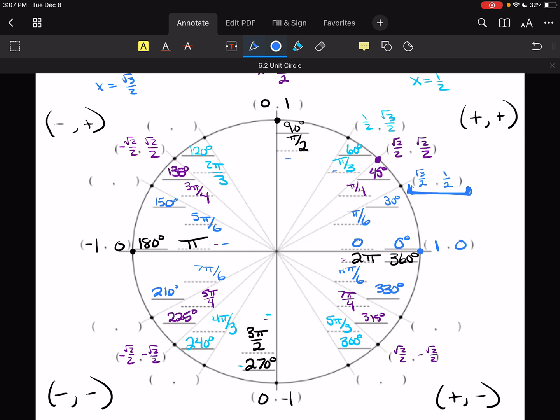Quadrant 2 is negative x. So negative square root of 3 over 2, positive 1/2. Quadrant 3, they're both negative. So negative square root of 3 over 2, negative 1/2. And quadrant 4, the y is negative. Taking care of the pi over 3s, I have 1/2 and square root of 3 over 2. So negative, positive, negative, positive, negative, negative in quadrant 3.